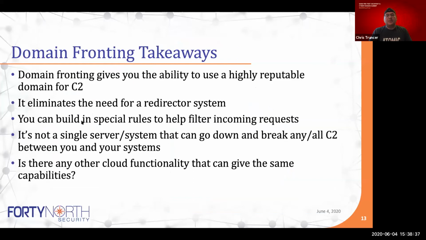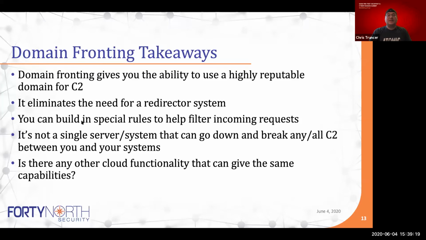So, domain fronting takeaways: this really gives you the ability to use highly reputable domains for C2. You can legitimately use a Microsoft domain for C2 traffic. How many people are blocking a subdomain of Microsoft leaving their environment? Probably not many. It does eliminate the need for a redirector system. You can go as far as to build in rules to help filter incoming web requests, so you can try to prevent specific user agents. You can be as flexible and as complex as you want to filter and make it a smart domain front redirector, if you will.